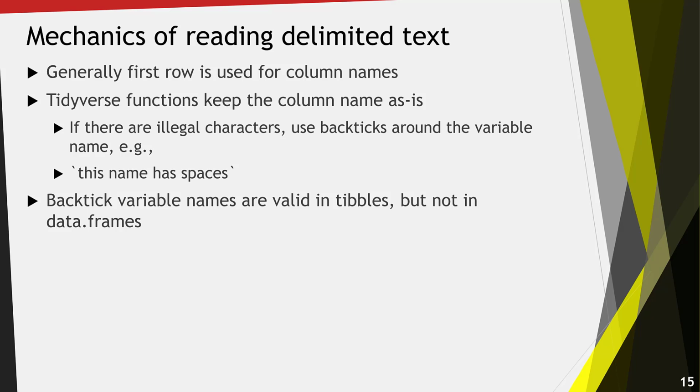There are some important things to know about the mechanics of reading delimited text files. Generally, the first row of a delimited text file will contain the column names. The tidyverse data readers are always going to keep the column names as is, but if they contain illegal characters, characters that can't be used in R variable names, they're going to use backticks around the name of the variable. So in this example, this name has spaces. The space is an illegal character, so what R does is it encloses that variable name in backticks.